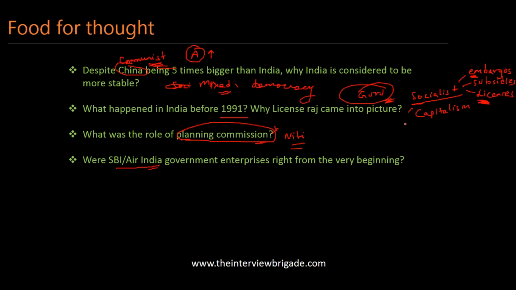So the core concept of socialism, as we discussed earlier, is that the important sectors of an economy should be under the control of the government so that government can take decisions which are good for all. If we give important sectors to private individuals, it might result in exploitation. So that's why banking and aviation, which were considered to be important sectors when we got independence, were nationalized, they were taken over by the government.